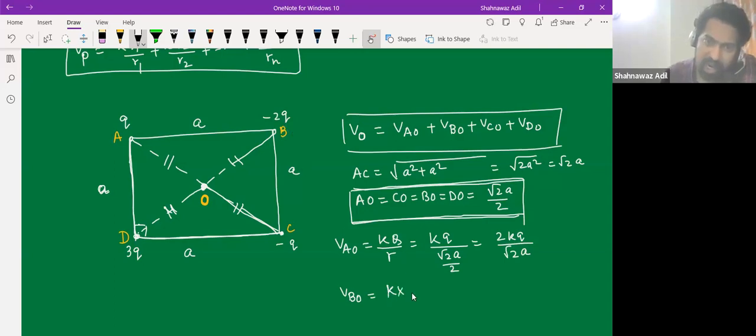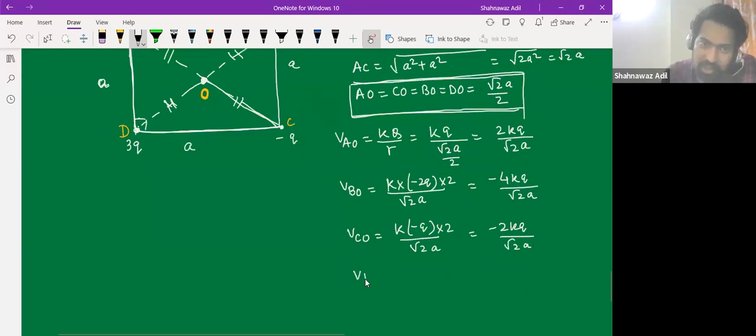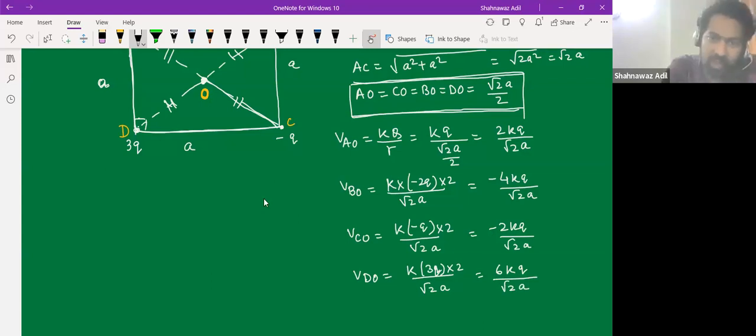But let us talk about this one. Charge on B is minus 2Q, R is the same, so VB is minus 2KQ by R, which comes to minus 4KQ by root 2A. For C, K, charge is minus Q divided by the same distance, so this is minus 2KQ by root 2A. Then we have VD. This is K, charge is 3Q, so this is 6KQ by root 2A. So these are the values, and now we have to sum them.